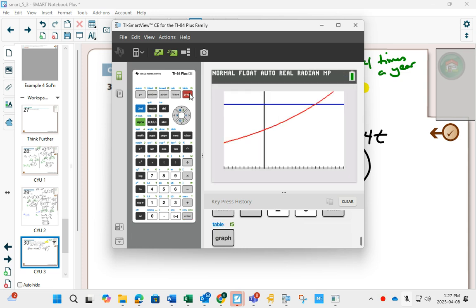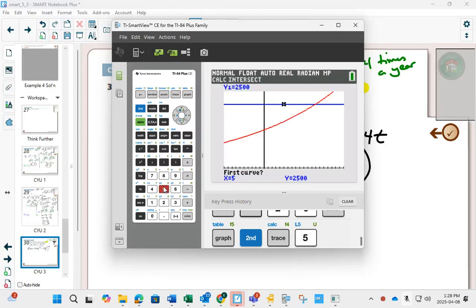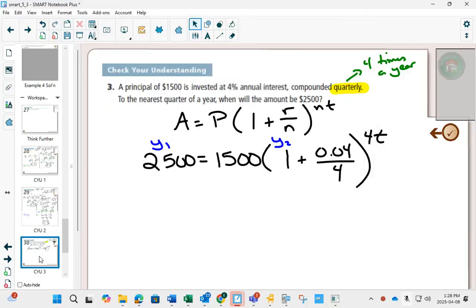And if the two graphs intersect, we can go second, calculate a value. No, we want number 5, the intersection. Push enter on the first curve, enter on the second curve, enter when it says guess. And 12.83, quarter of a year.